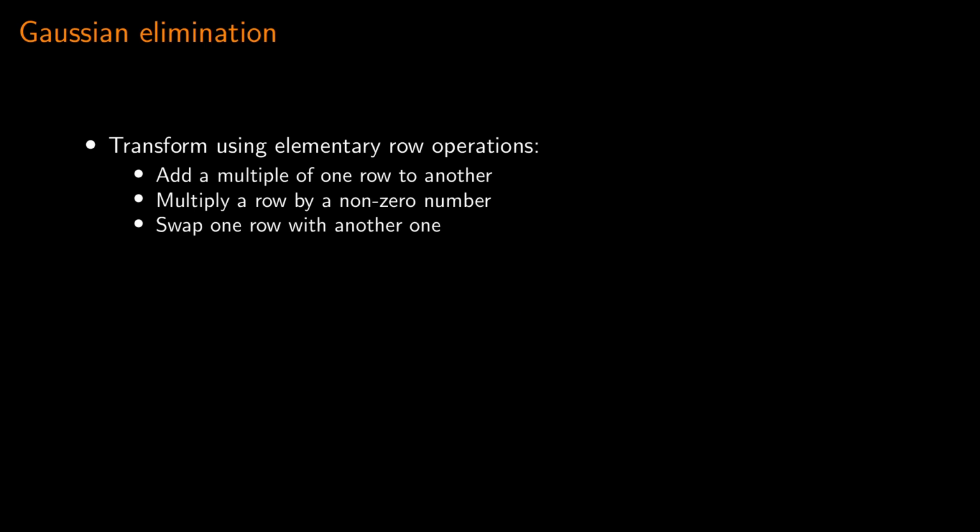So we're going to transform our original matrix using elementary row operations. Now there are 3 of these that we can use. We can add a multiple of one row to another, or we can multiply a row by a non-zero number, and we can swap one row with another one. Now we can use any number of these in any combination that we like in order to get the result that we need. So let's consider a simple example.